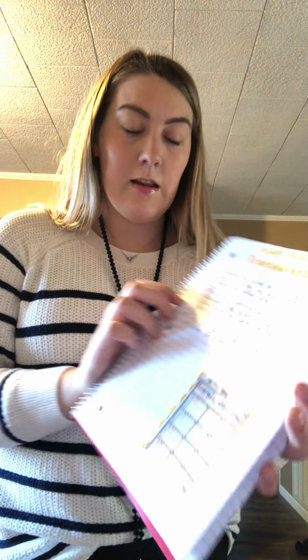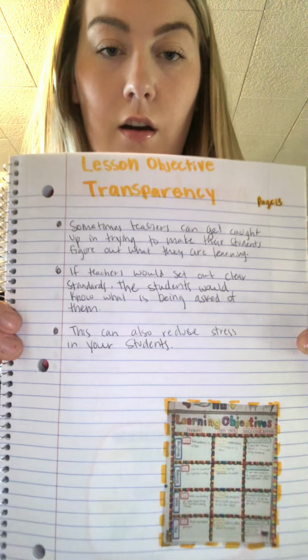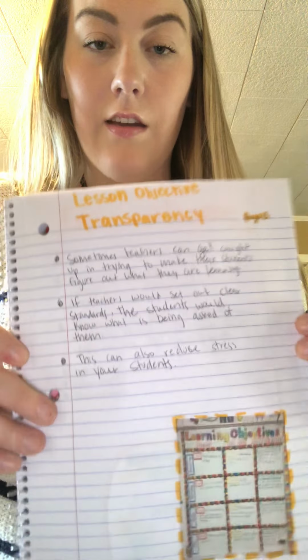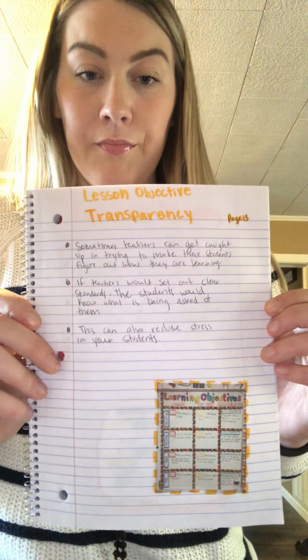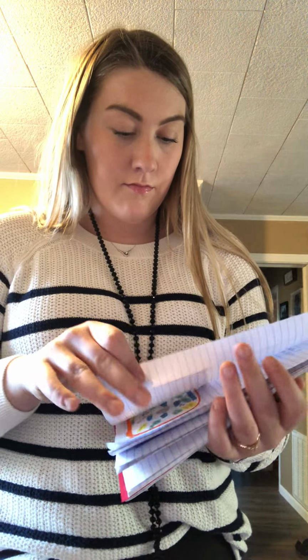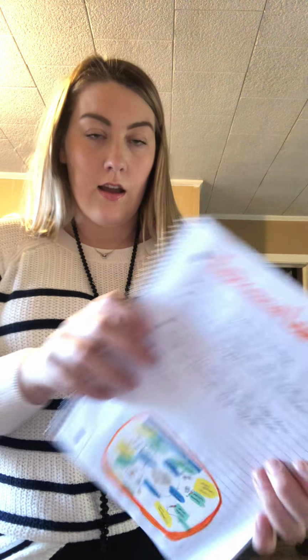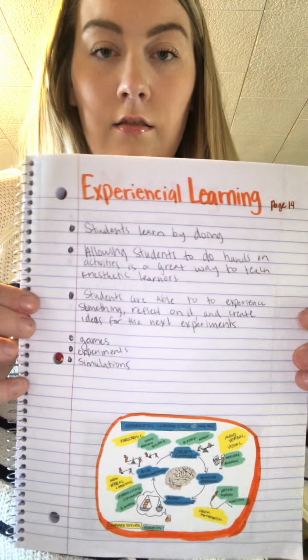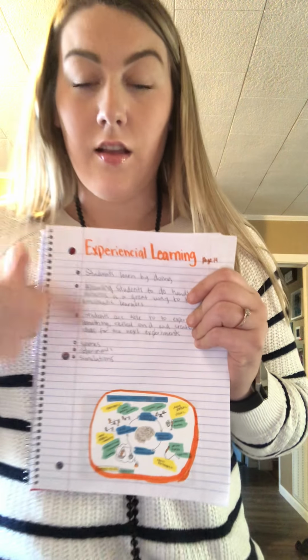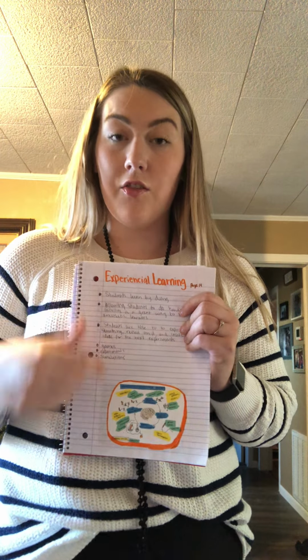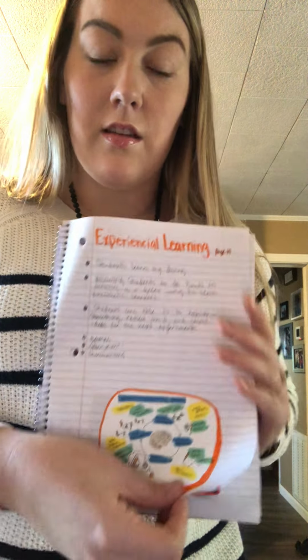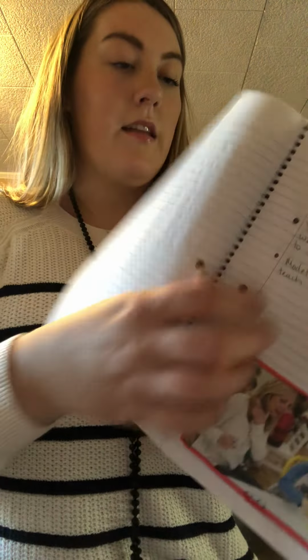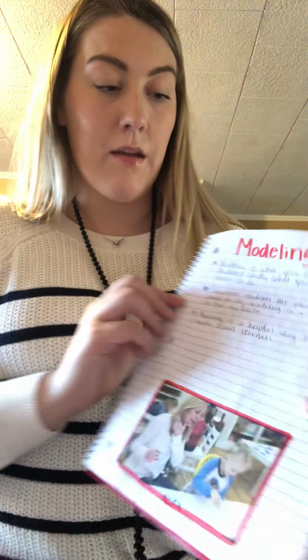I did lesson objective transparency and how that can help a student succeed if they know what's being asked of them. Experiential learning. And that's inside and outside of the classroom. So that's a lot of stuff that you can learn outside of a classroom, but also in a classroom if you experience it doing projects and stuff like that, how that can be helpful.